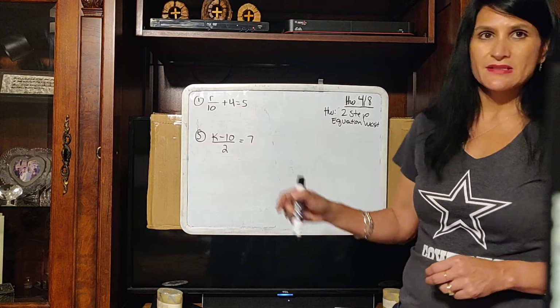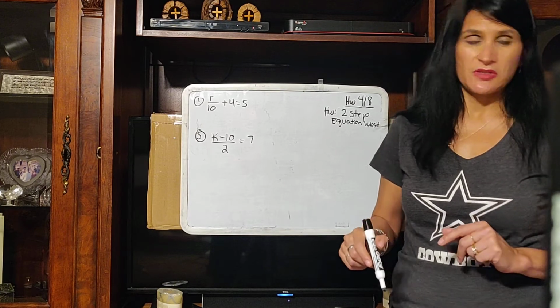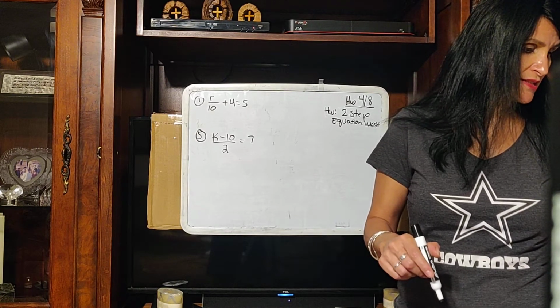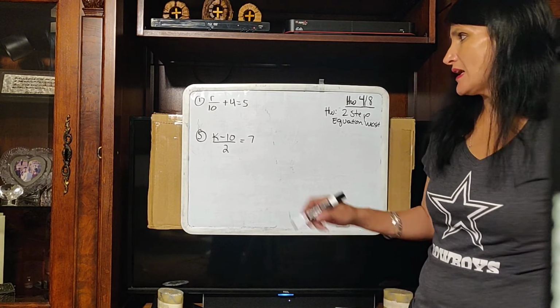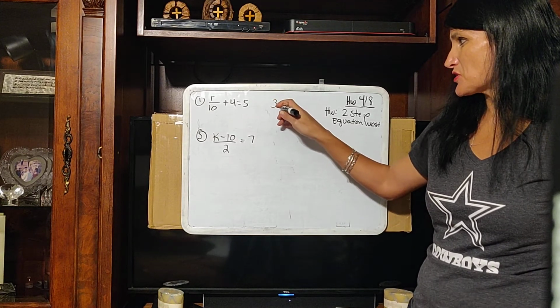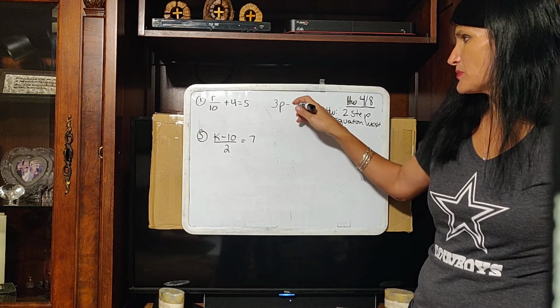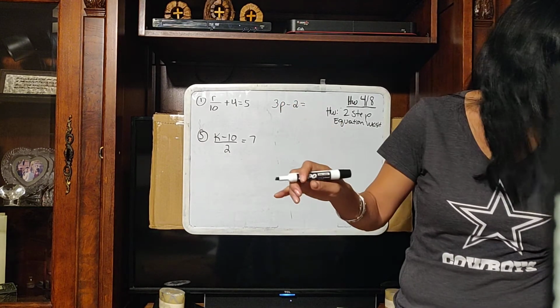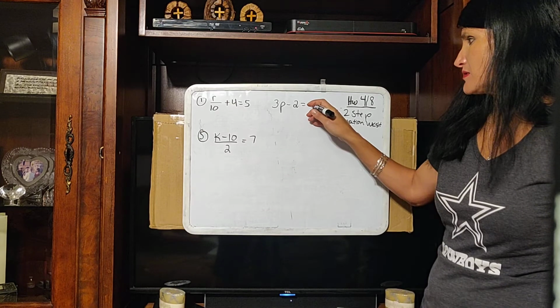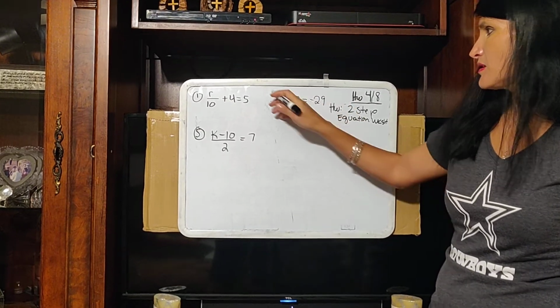Okay, so you're really going to see three types of problems on this worksheet. You're going to see simple problems like number 3. I didn't write number 3 because you should know how to do it, but I'll show you very quickly an example. 3p minus 2 equals negative 29. This is number 3, okay?